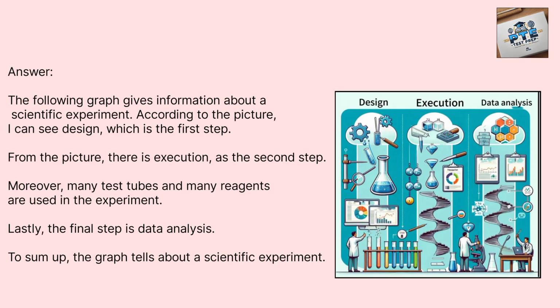The following graph gives information about a scientific experiment. According to the picture, I can see design, which is the first step. From the picture, there is execution as the second step. Moreover, many test tubes and many reagents are used in the experiment. Lastly, the final step is data analysis. To sum up, the graph tells about a scientific experiment.